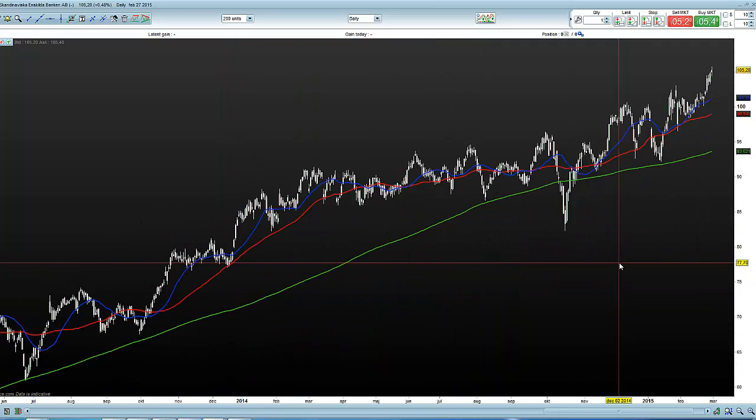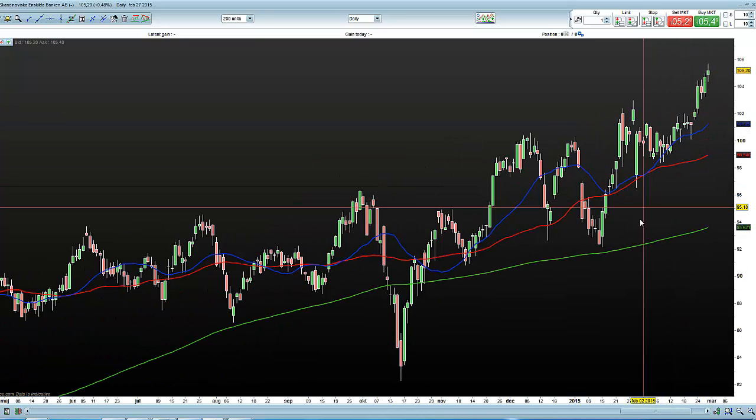I would say the larger the moving average, like say the 200 is larger than the 50, I would say the 200 is more important than the 50. Same way as the 50 is more important than the 20, etc.